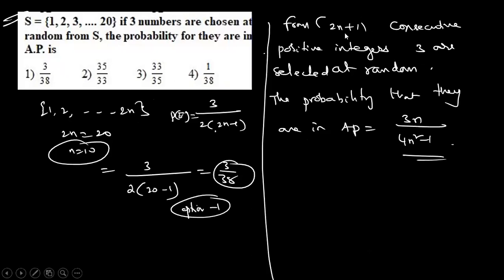See, from 2n plus 1 consecutive positive integers are there. I told you, practice this one yourself. Probably they are in AP. Anyone getting this one?